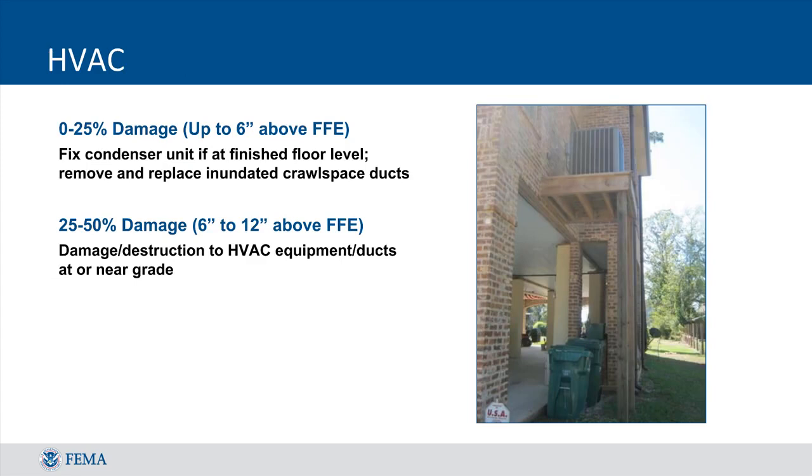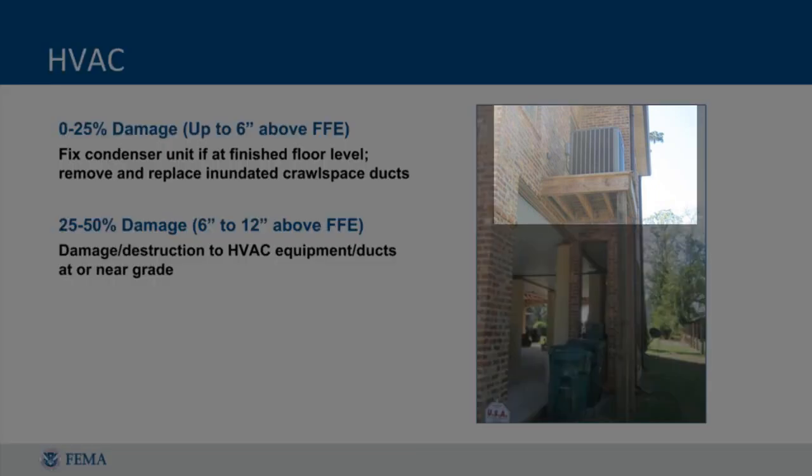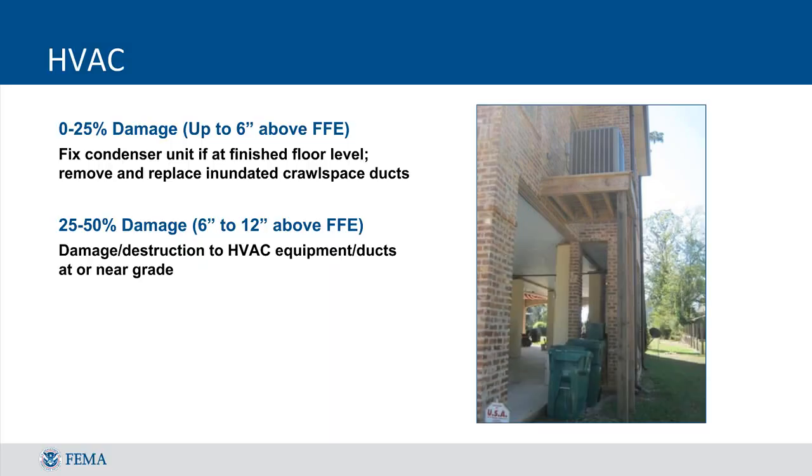The final element to evaluate is the HVAC system. In the 0 to 25% range, you may see a condenser unit that needs to be replaced or repaired, or there may be some damage to crawlspace ducts or other minor damage to the system. Keep in mind that the condenser unit that is often found on the outside of the house is not the entire HVAC system that you should be evaluating. There is typically an interior unit that contains a furnace, as well as ductwork that circulates the air.